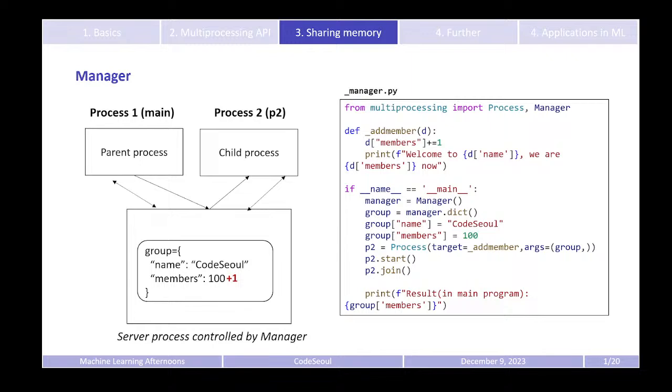If we illustrate it in a diagram, there is a parent main process, and then there is a child process, process 2, which we newly created from the code, and this is the manager's dictionary object within a server process. I'll explain it. Okay, so the manager is basically a server process, which is a new process.